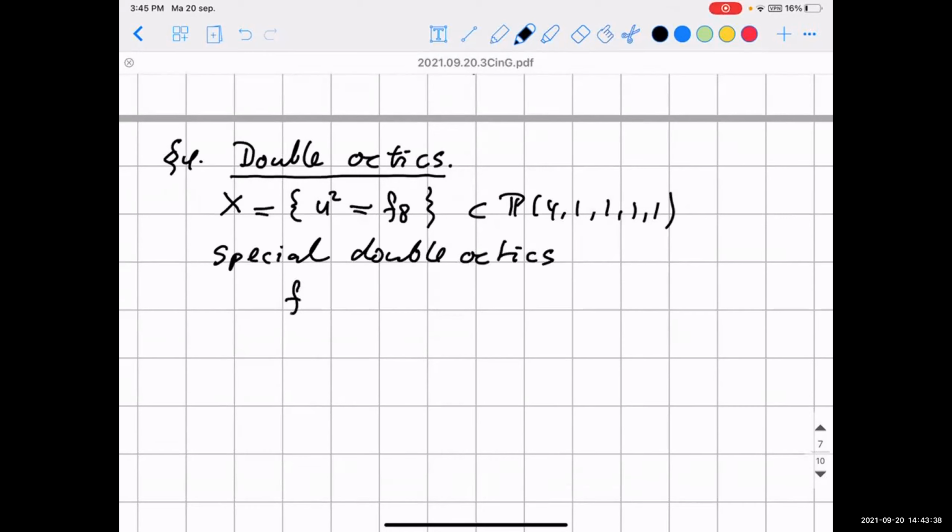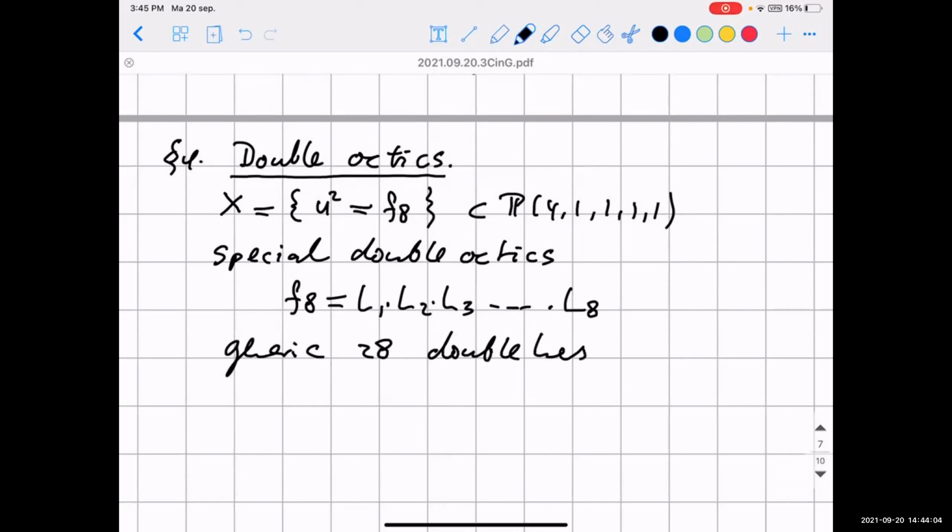Where you require this octic to decompose into a product of 8 linear forms. So in the generic case, you find 28 double lines, just each pair of planes, and then there are 65 triple points.